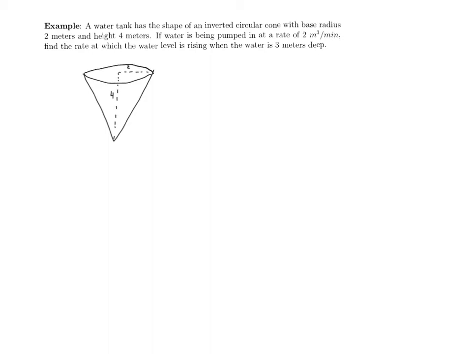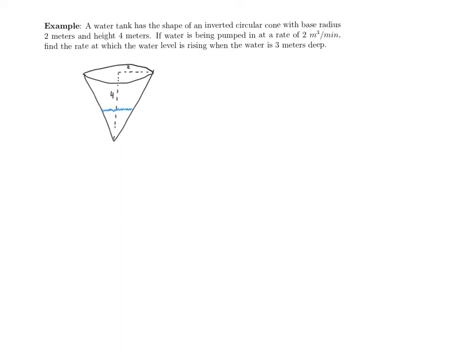So water is being pumped into this tank at a rate of 2 cubic meters per minute. What we would like to do is find the rate at which the water level is rising when the water is 3 meters deep. So in this tank, there's a certain amount of water, so some associated water level. Water is being pumped into the tank at a certain rate, and we want to know how quickly is that water level rising.